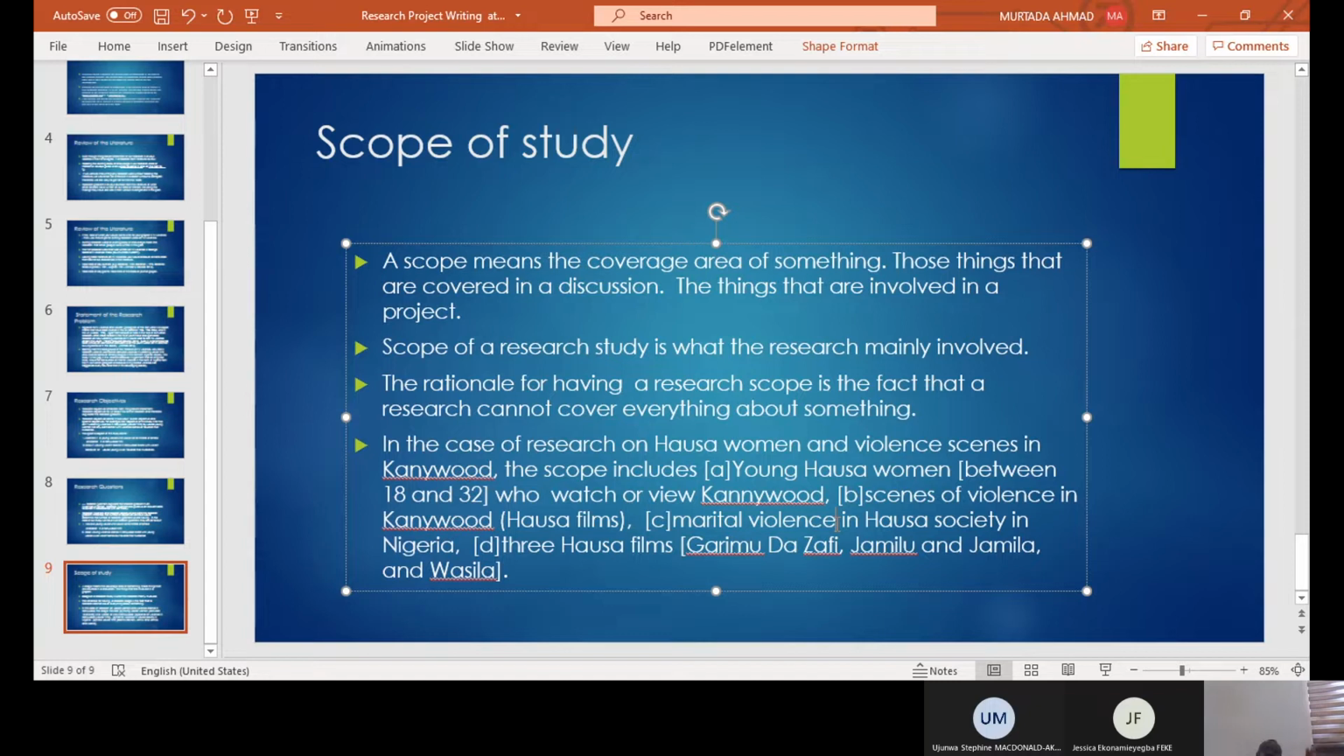So that is a way to know that scope is a very important subject matter in research, and the scope emanates, of course, from the problem statement, like I said. Now, the scope will even let the reader of your research understand the extent to which you are filling a gap in your research. Look at it.